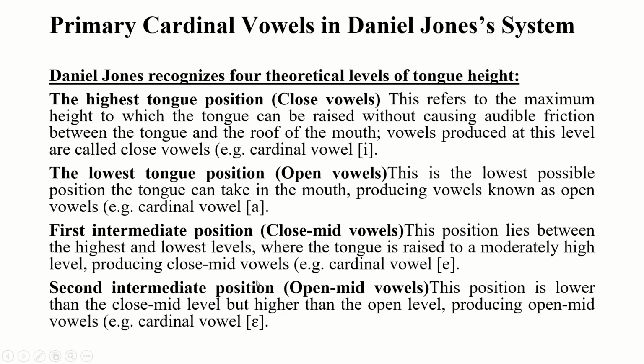The second intermediate position produces vowels called open mid vowels. This position is lower than the closed mid level, but higher than the open level. Okay, that is producing open mid vowels. So these are the four theoretical levels of tongue height according to Daniel Jones.